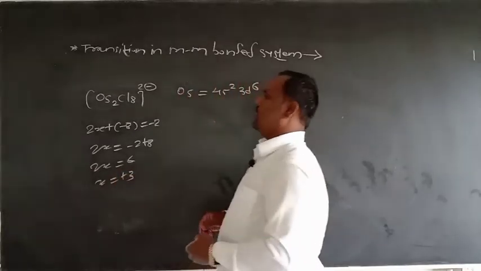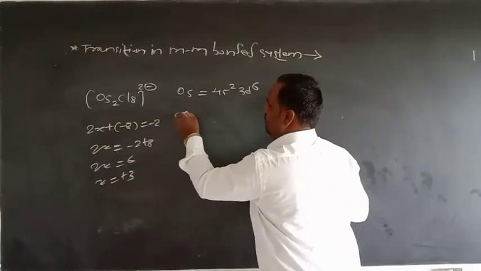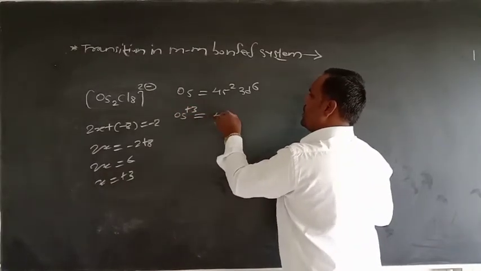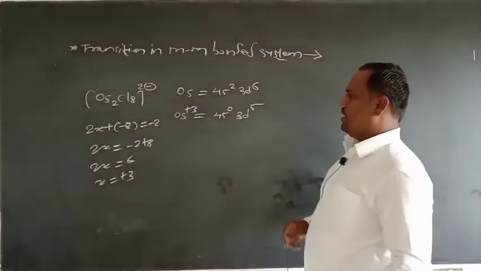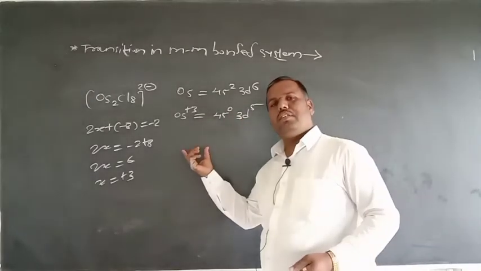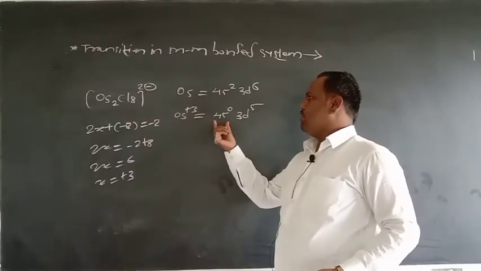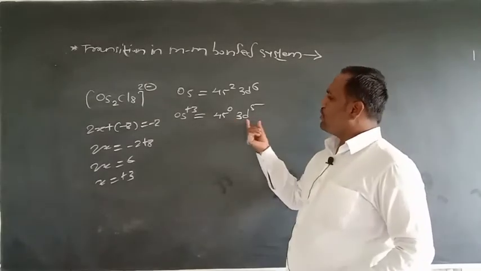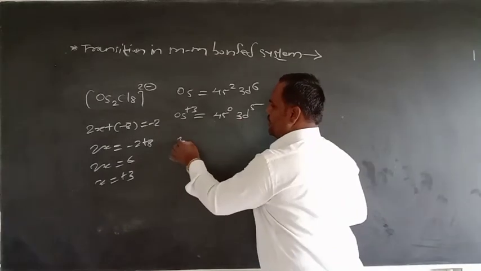So each osmium is in plus 3 oxidation state, and therefore osmium in plus 3 gives 4s0 and 3d5 configuration. So another osmium in plus 3 also contributes 4s0 3d5. It also has the configuration 4s0 3d5. So total 10 electrons are available.